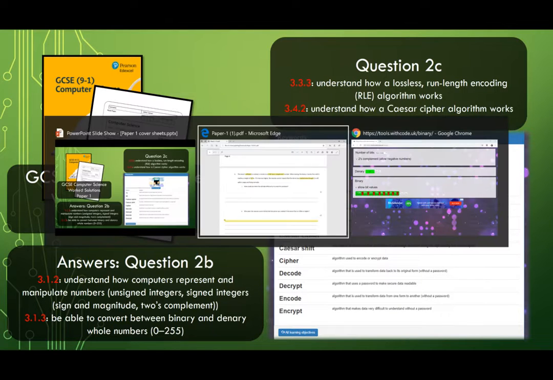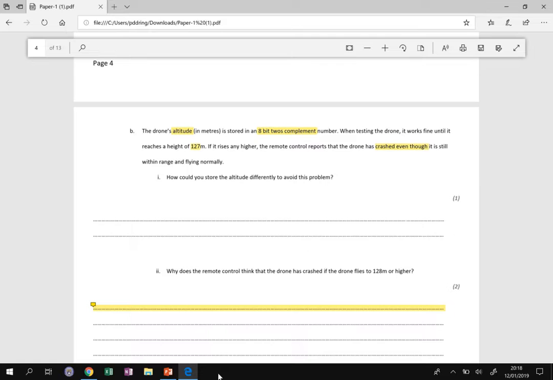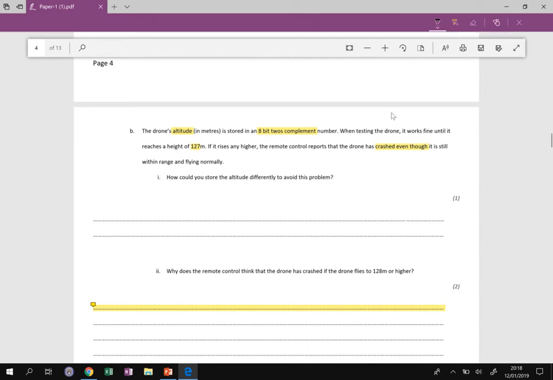So let's remind ourselves what 2b looks like. If we read through the question again, it says the drone's altitude, that's how high above the ground it is in meters, is stored using 8-bit 2's complement. When testing, it seems to work fine with heights of anything from 0 up to 127. But as soon as it gets bigger than 127, 128, the remote control seems to think that the drone has crashed, even though it seems to be working fine otherwise. It's within range and flies normally.